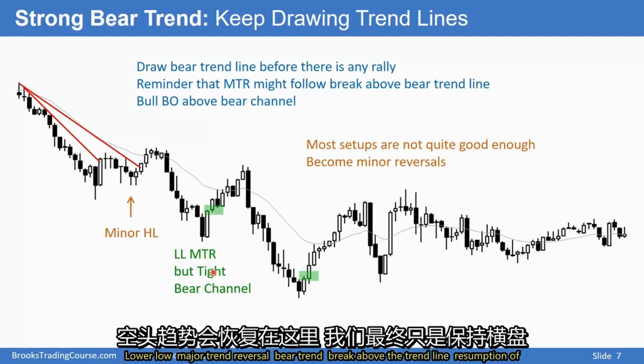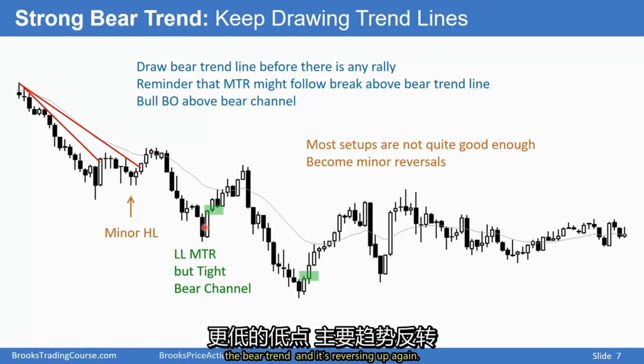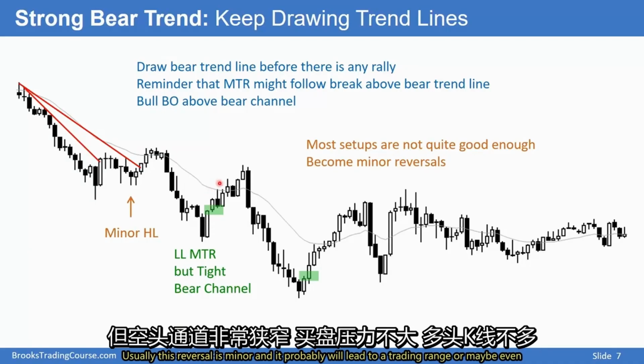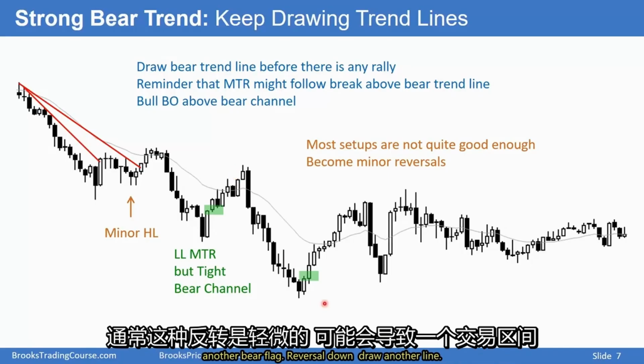Lower low major trend reversal. Bear trend, break above the trend line, resumption of the bear trend, and it's reversing up again. But very tight bear channel, not much in terms of buying pressure, not many bull bars. Probably this reversal is minor, and it probably will lead to a trading range or maybe even another bear flag.